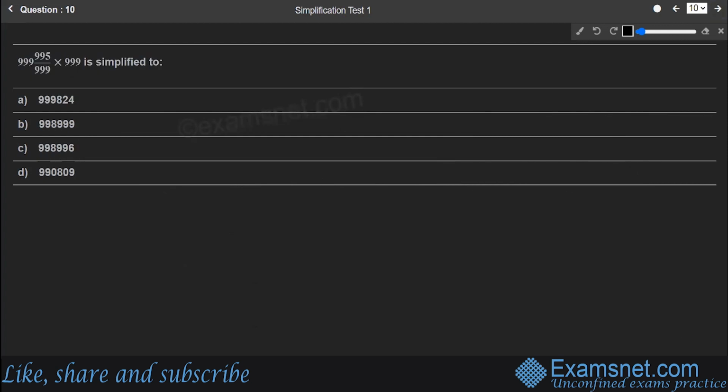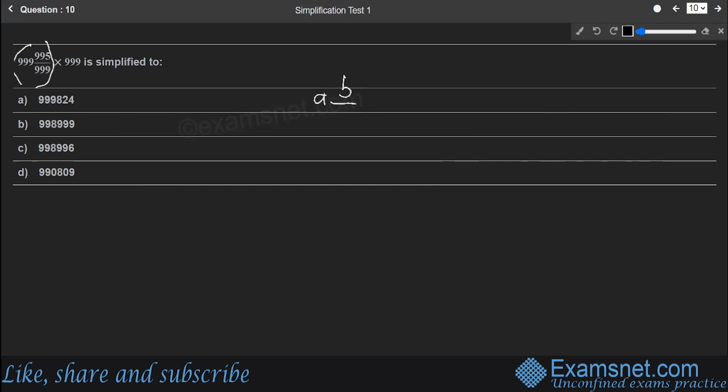Now, 999 995 by 999 into 999 is simplified to. This is what we are supposed to solve. See, clearly we can see this particular expression is a mixed fraction. There is no shortcut to these types of questions. We are actually supposed to solve them. So we can just understand this is a mixed fraction. So how to convert a mixed fraction?